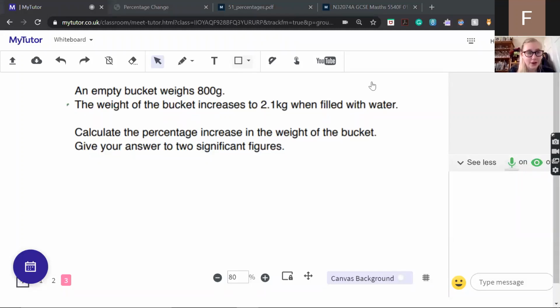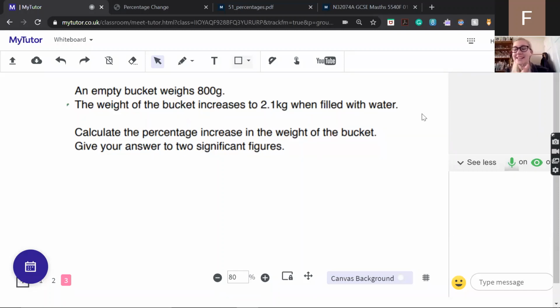So let's have a look at this one. An empty bucket weighs 800 grams and the weight of the bucket increases to 2.1 kilograms when filled with water. Calculate the percentage increase in the weight of the bucket. And here it says give your answer to 2 significant figures. So it's either going to be recurring or quite a long decimal, perhaps.